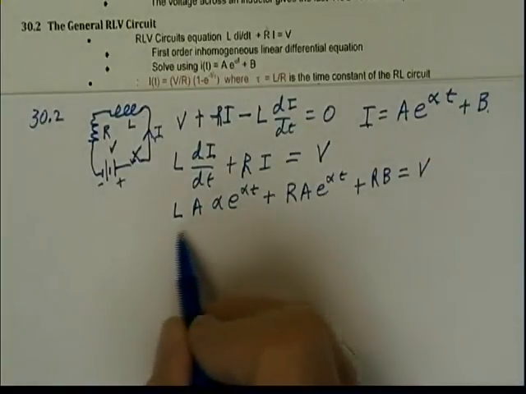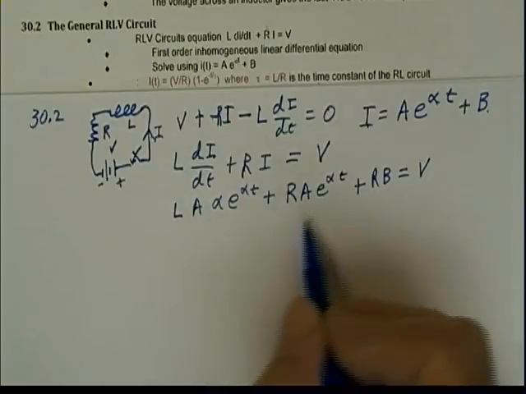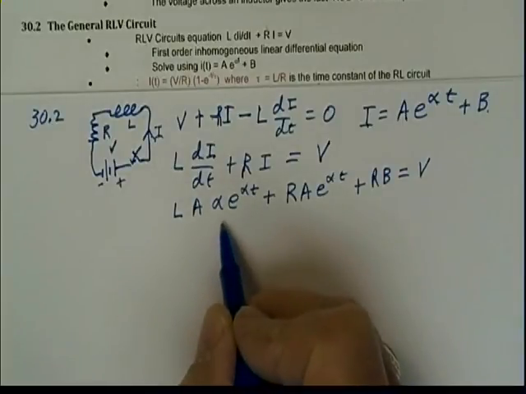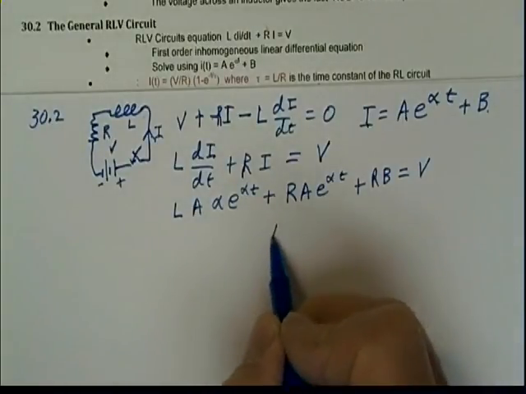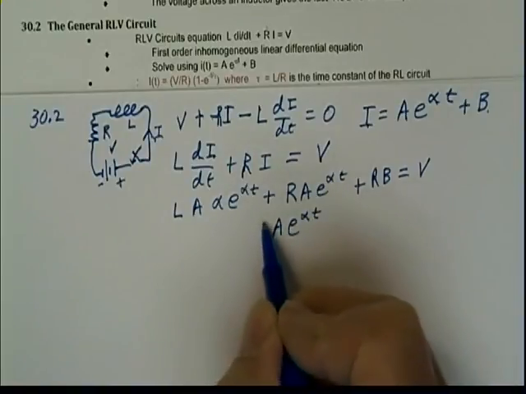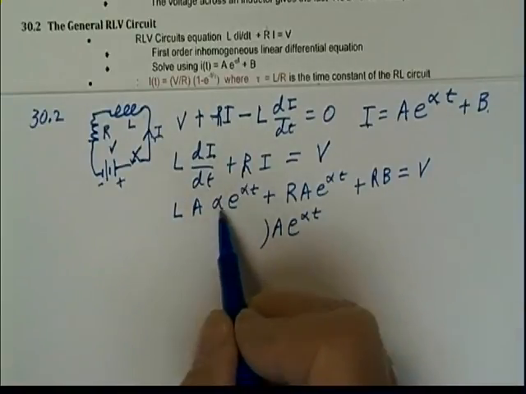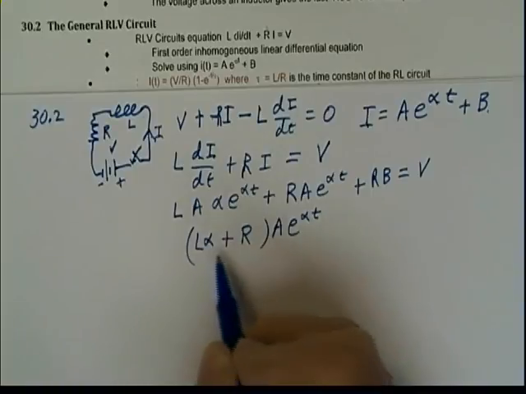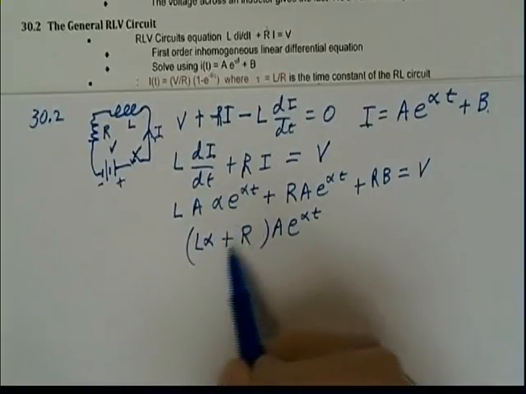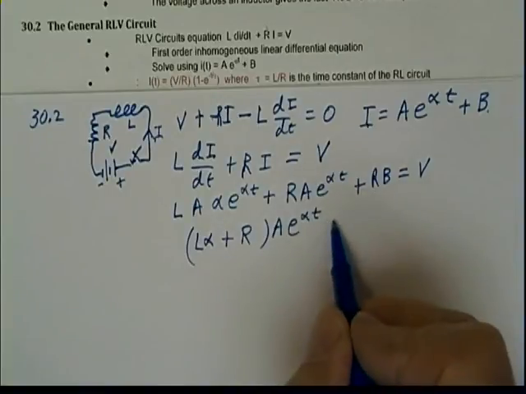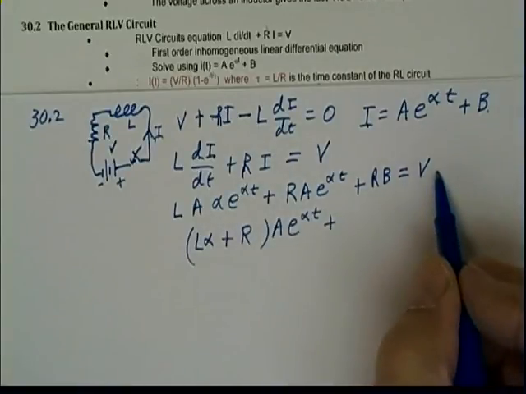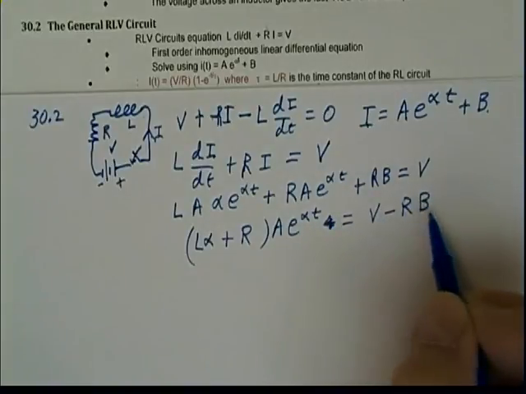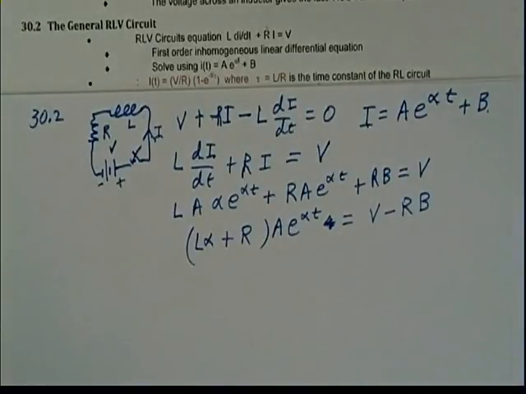Now we can collect terms here, and so we will factor out the A e to the alpha t. In front of this A e to the alpha t, we'll have L times alpha plus R. And that does give us the correct first term. It gives us the correct second term. And now we're going to take this constant term over here with this constant term, and have V minus R times B.